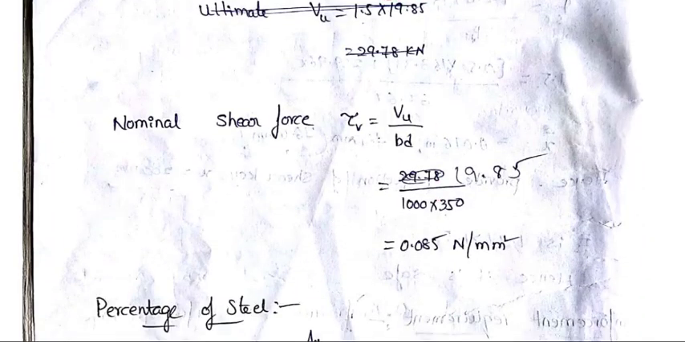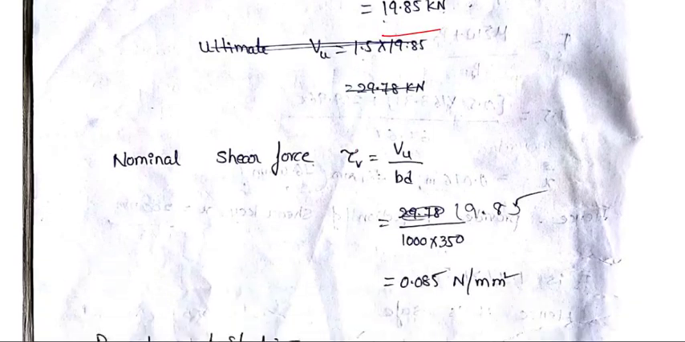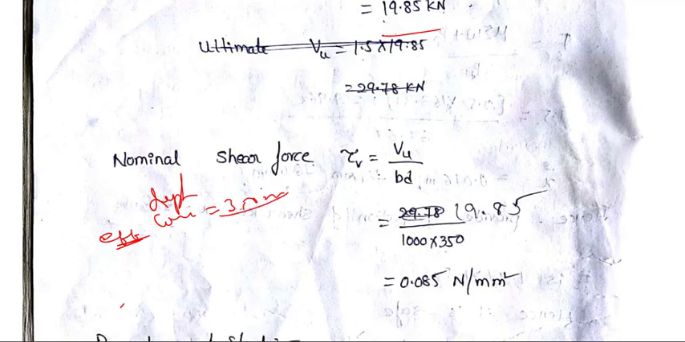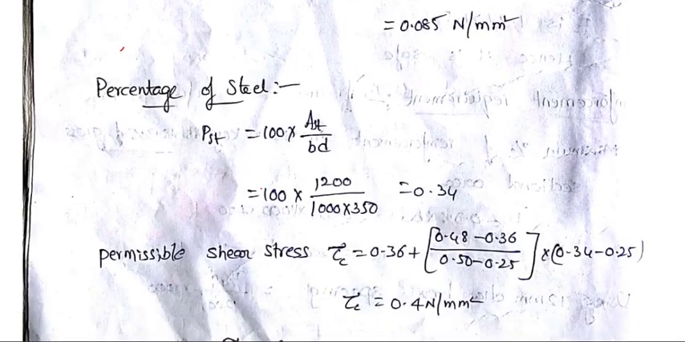Okay, nominal shear force. So next, tau v is equal to Vu by bd. So what is Vu? 19.85. b is nothing but breadth. Depth is nothing but 350. Effective cover, okay, sorry, effective depth. Effective depth is equal to 350 mm. Tau v is equal to 0.085 Newton per mm square.